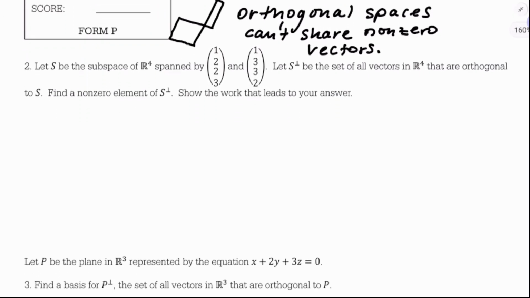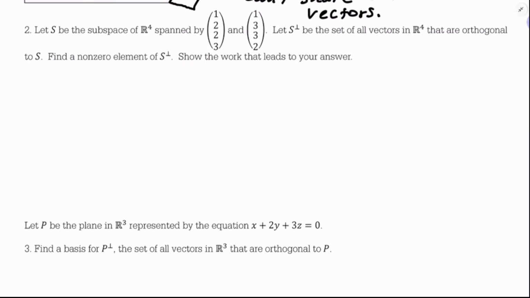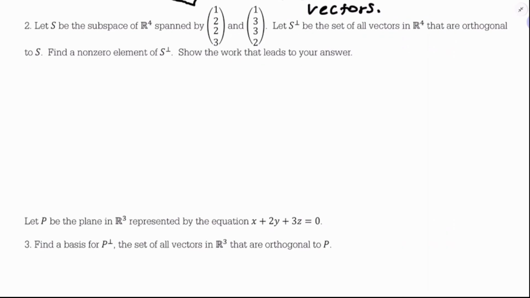Okay, and then here, let S be the subspace of R4 spanned by these two vectors. Let S perp be the set of all vectors in R4 that are orthogonal to S. Find a non-zero element of S perp. Show the work that leads to your answer. So all vectors in R4 that are orthogonal to the plane spanned by these two vectors. Well, that would mean that this non-zero element of S perp would have to be orthogonal to both of those vectors individually for it to be orthogonal to the plane spanned by those two vectors.